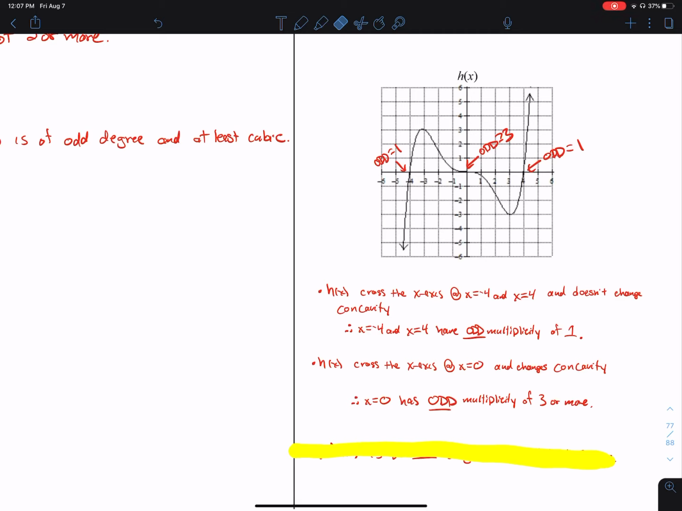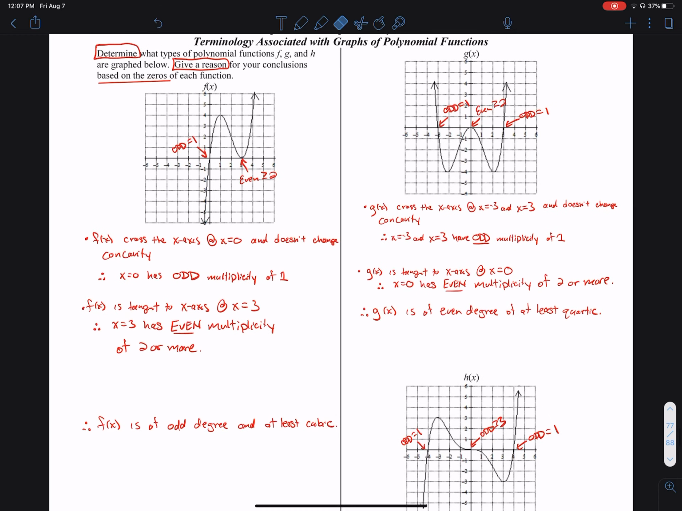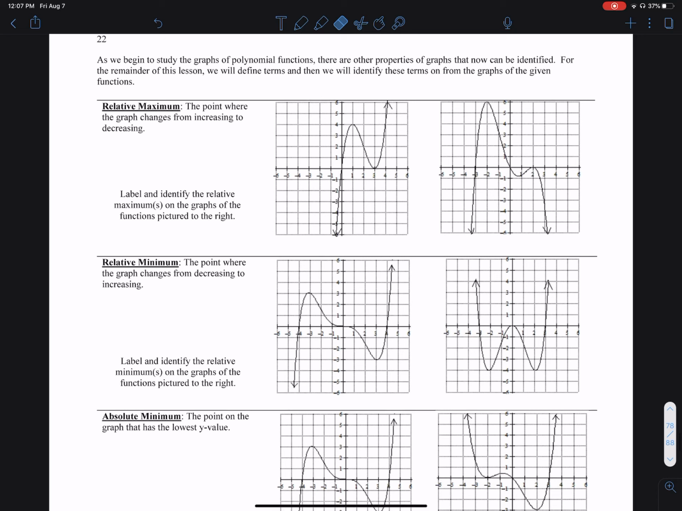So if we add 1 and 1, we're going to get 2, plus 3 or more, we're going to get at least 5. Therefore, h of x is odd degree of at least quintic, which means the degree is at least 5. So this is tying stuff together from what we learned in previous sections. And now we're going to look at some terms that are new to us and tell you what those mean, and then we'll get into some more problems.